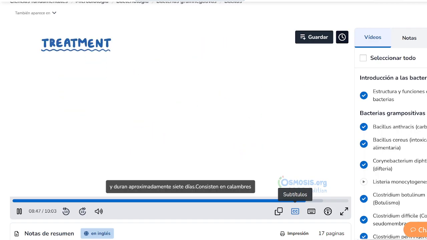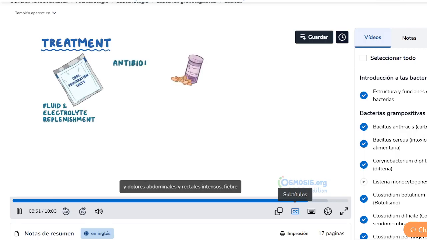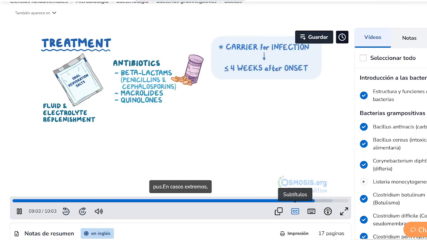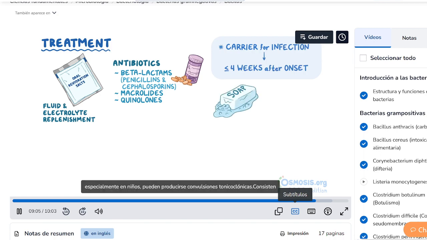Treatment of shigellosis involves fluid and electrolyte replenishment and, commonly, the use of antibiotics, including beta-lactams, both penicillins and cephalosporins, macrolides, and quinolones. Finally, an infected person can be a carrier for infection up to 4 weeks after onset of symptoms. So an important part of treatment is practicing good hygiene and sanitation to limit the spread to uninfected individuals.